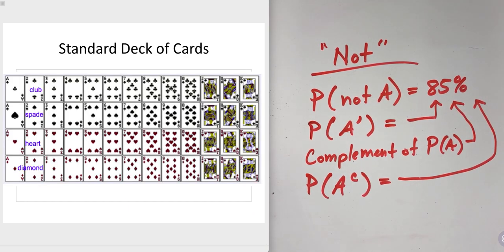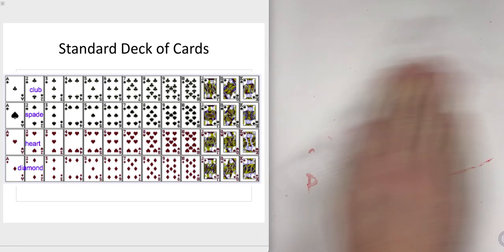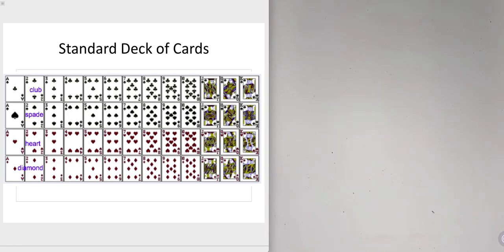So lastly, we have to talk about decks of cards, because deck of cards questions are going to come up a lot in our homework as well. You need to know how a deck of cards is put together. There are 4 suits: clubs, spades, hearts, and diamonds. Each suit has 13 cards.